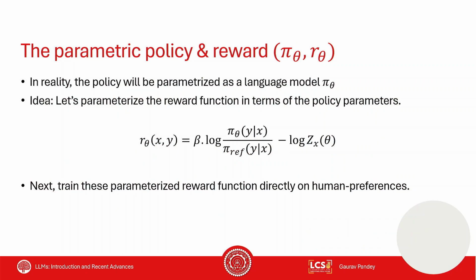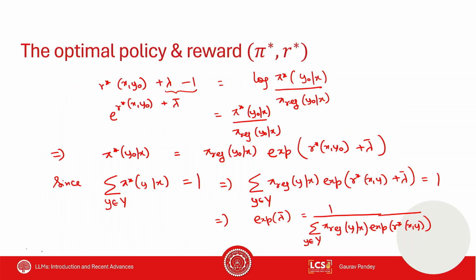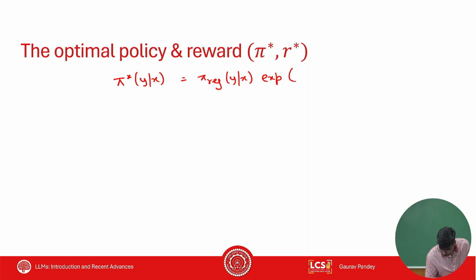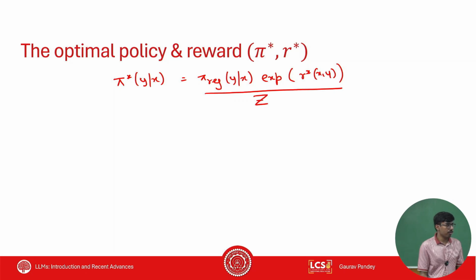Now I think it would be good to have one more slide, so let me add the final equations that we have. pi star of y given x is pi ref of y given x, times the exponential of r star of x, y, over a normalization constant. Okay, this is how you can write it.